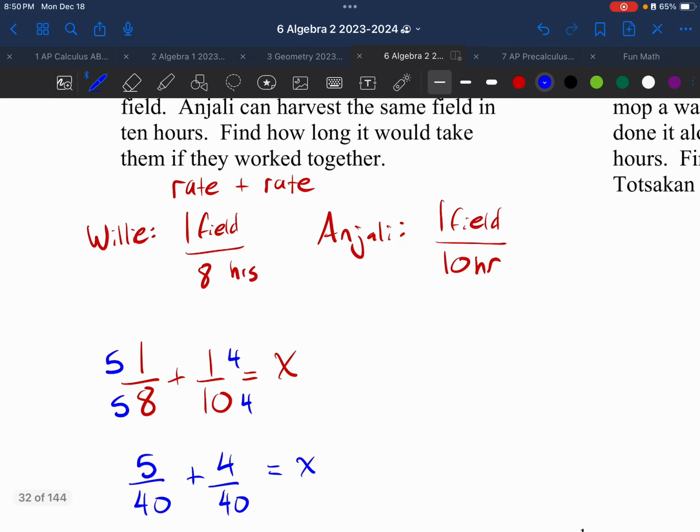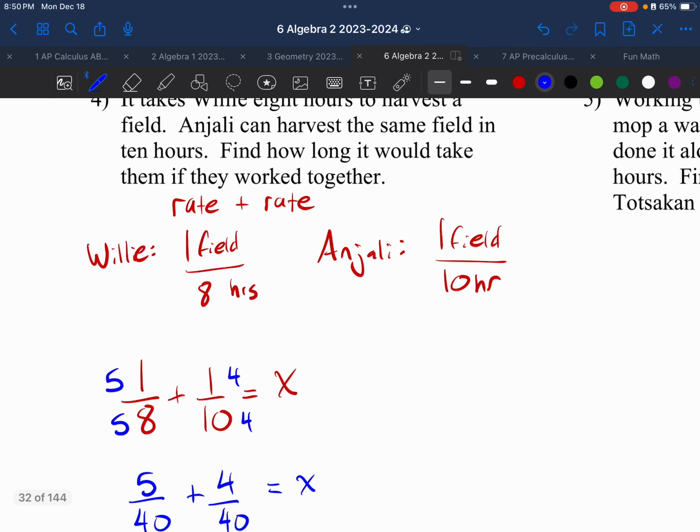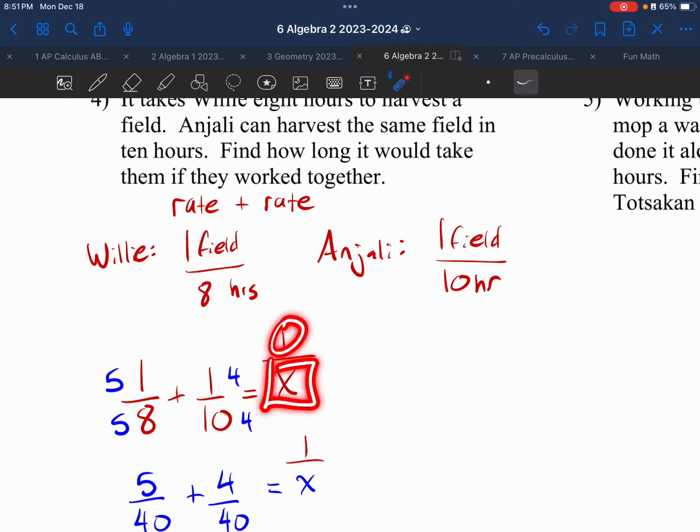The thing that I'm not doing a very good job of saying is that x is not really our answer. x is the total rate that they can work. This should be equal to 1 field per how many hours. So really, if I'm doing a better job of explaining this, I should be saying this is equal to 1 over x. The rationale is that this rate and this rate should be equal to this rate, and the rate is always 1 field per how many hours. This is asking for the number of hours, which is x.